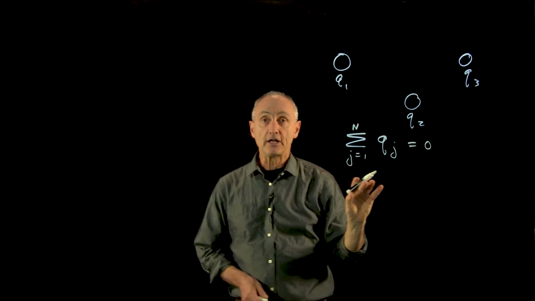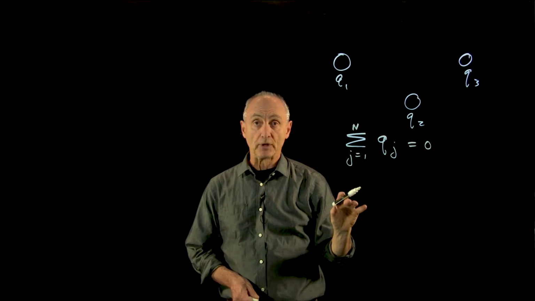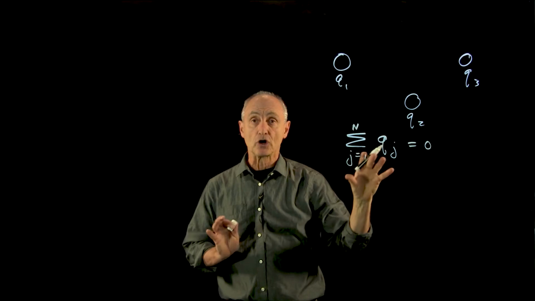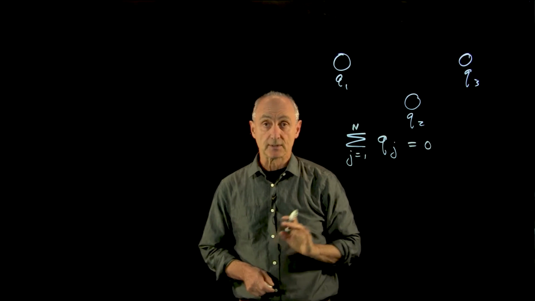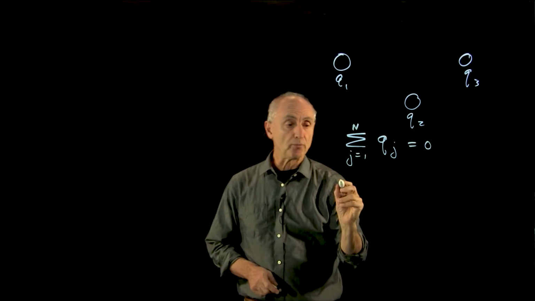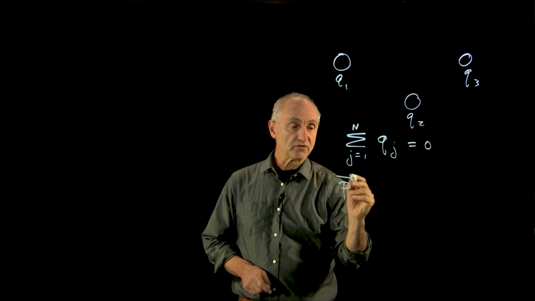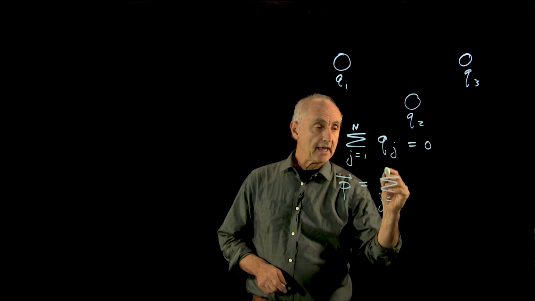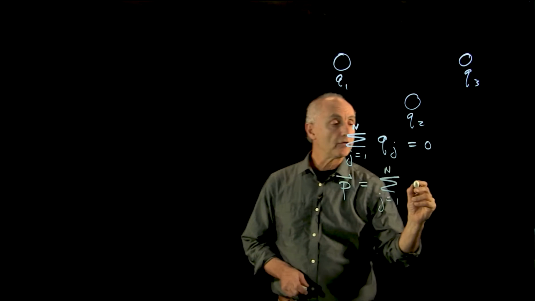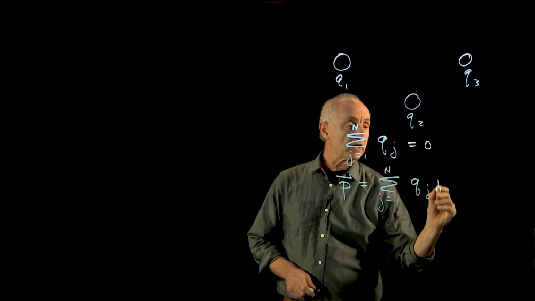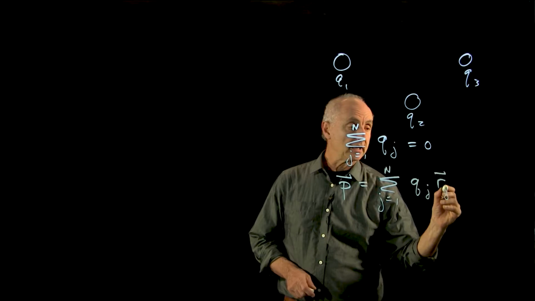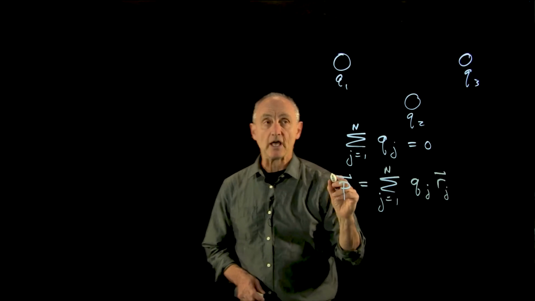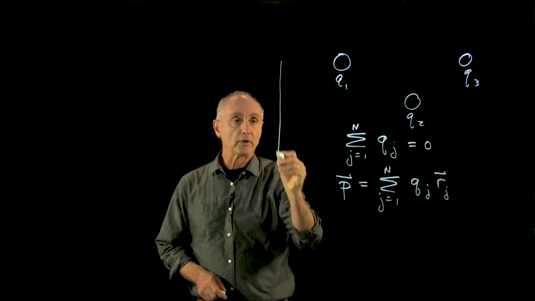And I want to define a new quantity called the dipole moment, which characterizes how those charges are distributed in space. Our definition of the dipole moment, P, will be as follows. It will be a sum over all the charges, and it will be a product of the charge times a vector rj. Now, this vector rj we'll define in the following way.